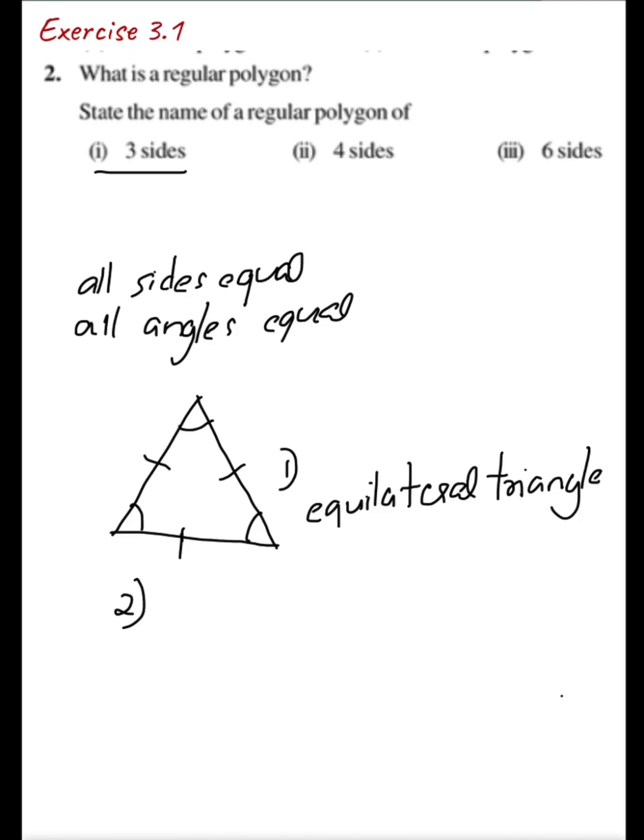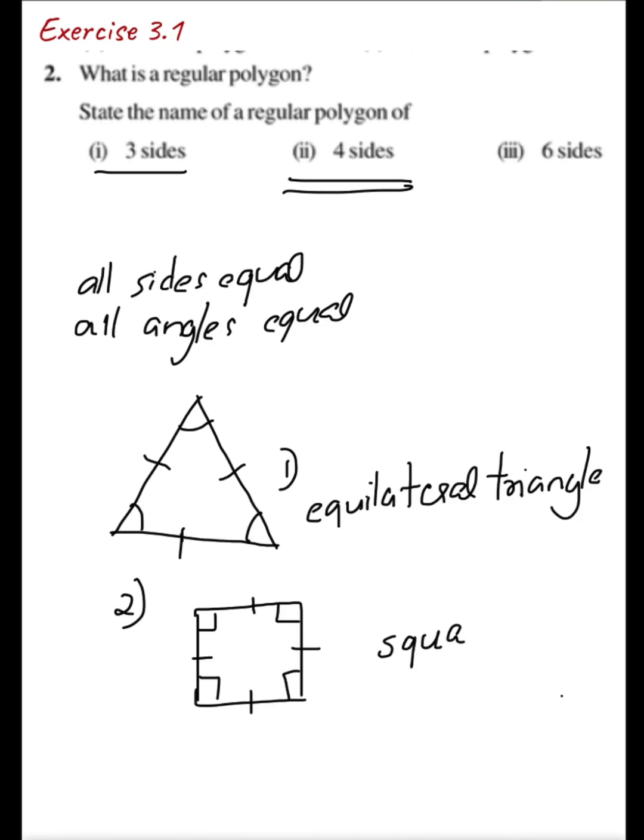Now what about the second question? 4 sides. You need to say a regular polygon with 4 sides. So all 4 sides should be equal and all angles should be equal. So I will draw one. Here you can see that all sides are equal and all angles are 90 degrees. What is the name of this figure? It's a square. So the answer for the second question is square.